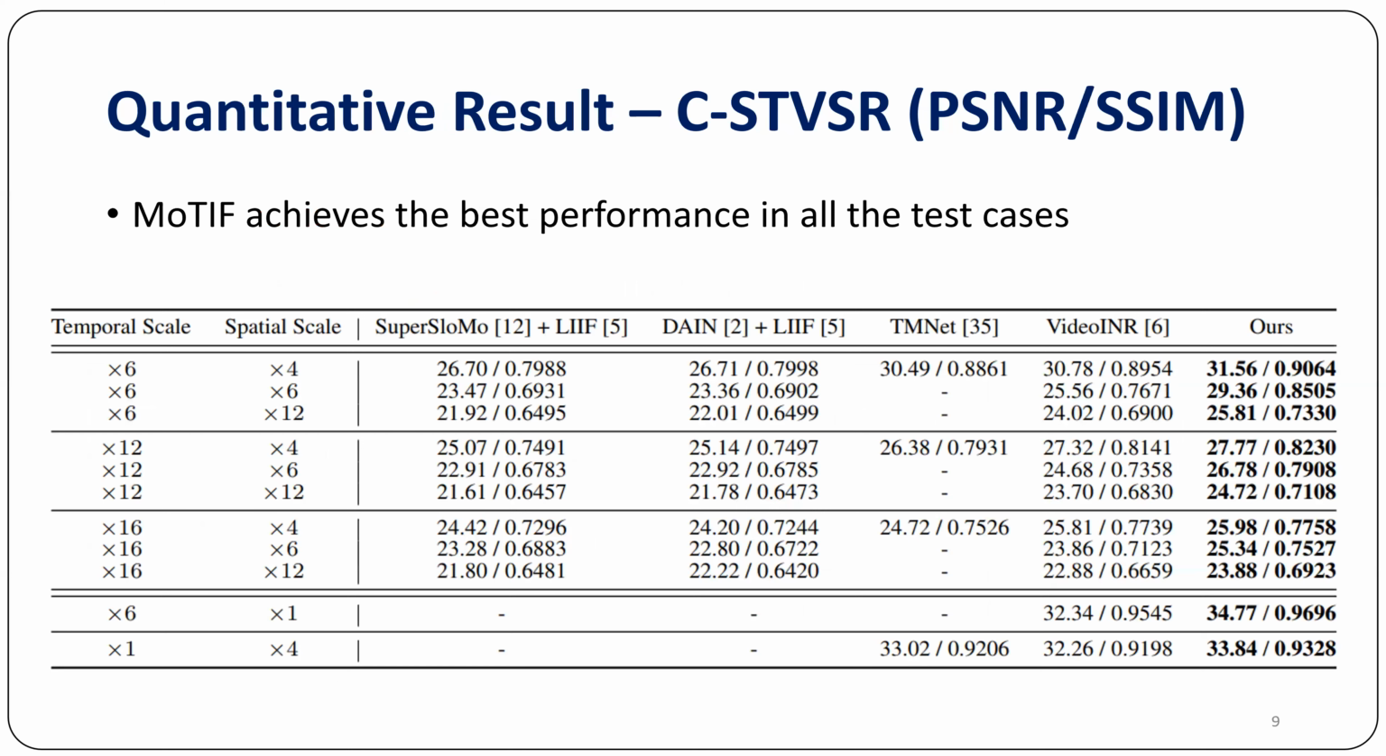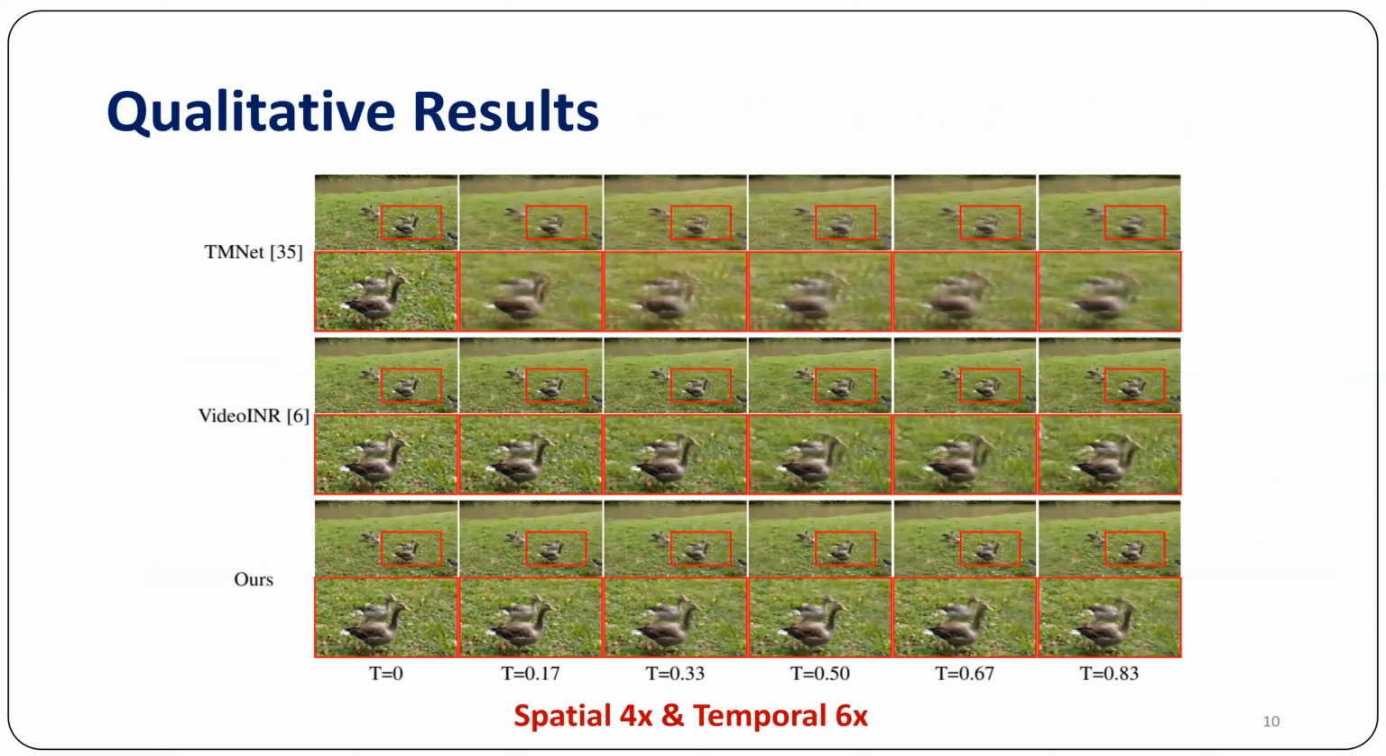This table compares the competing methods on the continuous spacetime video super resolution task with different spatial and temporal scales. As shown, MoTIF achieves the best performance in all the test cases. This slide shows the subjective quality comparison of continuous spacetime video super resolution methods. We can see that our MoTIF preserves more high-frequency details than the other competing methods, for example, the head of the dots.